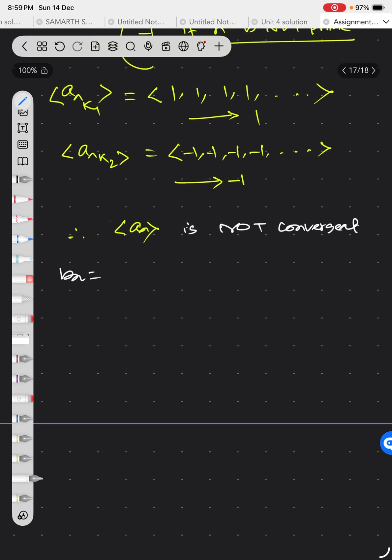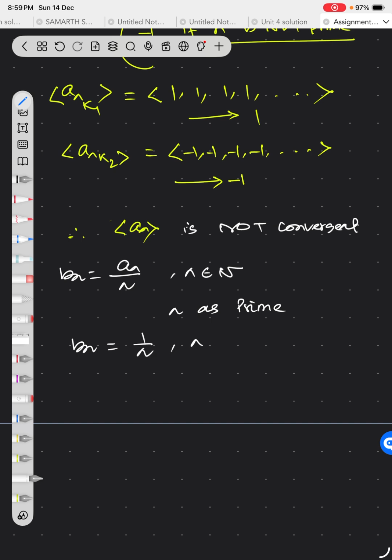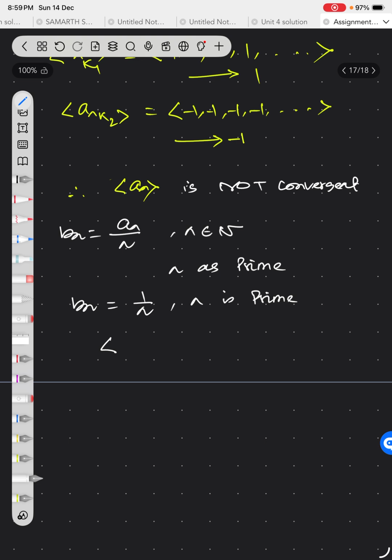Again, b_n is defined as a_n divided by n, where n belongs to the set of natural numbers. If we again treat n as prime, then we have b_n equal to 1 by n, where n is prime. Then we get a subsequence, say b_{n_{k3}}, which is 1 by 2, then 1 by 3, 1 by 5, and so on.